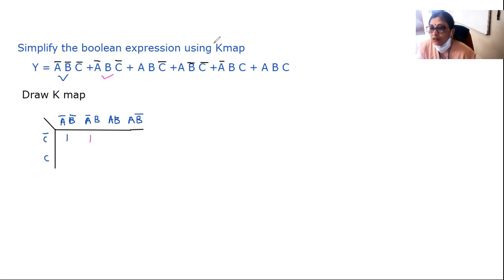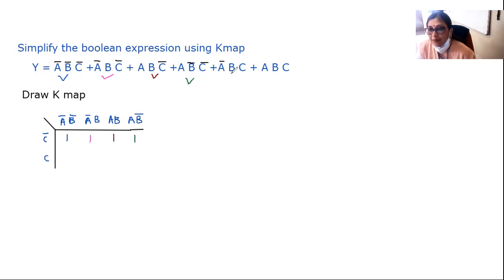So this term is A, B, C bar, which is present in the expression. So I'm going to write 1 here. What is the next term? The next term is A, B bar, C bar. That means this term. Okay, so let us write value 1 there. This is A, B bar, C bar.